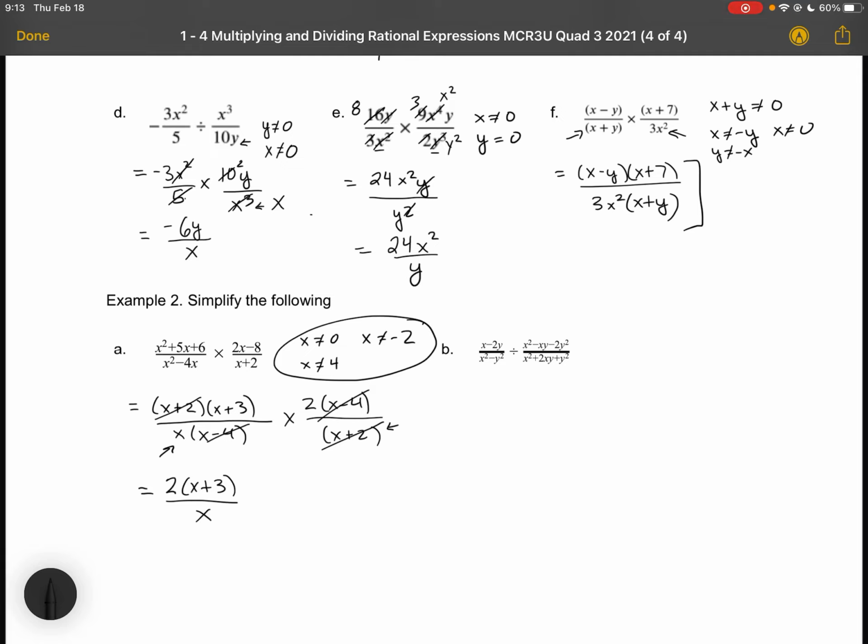The last one that we're going to do is a division example. So the first thing that I'm going to do is factor. Numerator of my first fraction is as simple as it gets. The denominator is a difference of squares, so x minus y times x plus y.